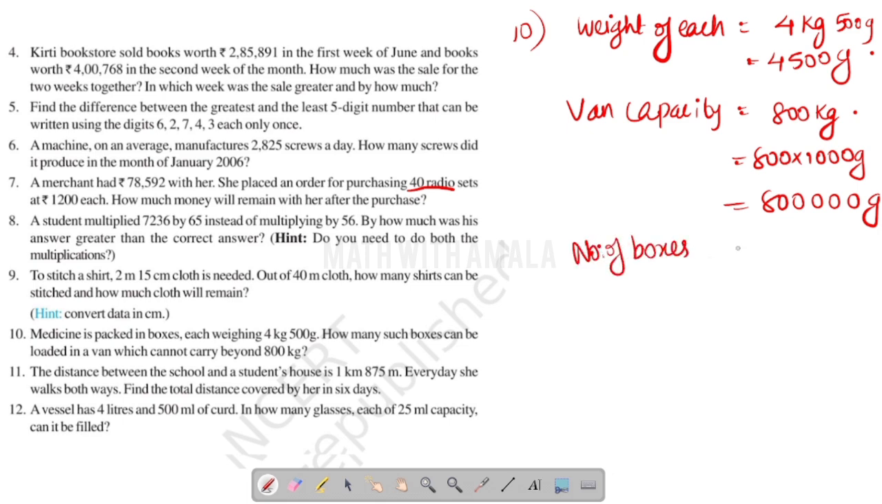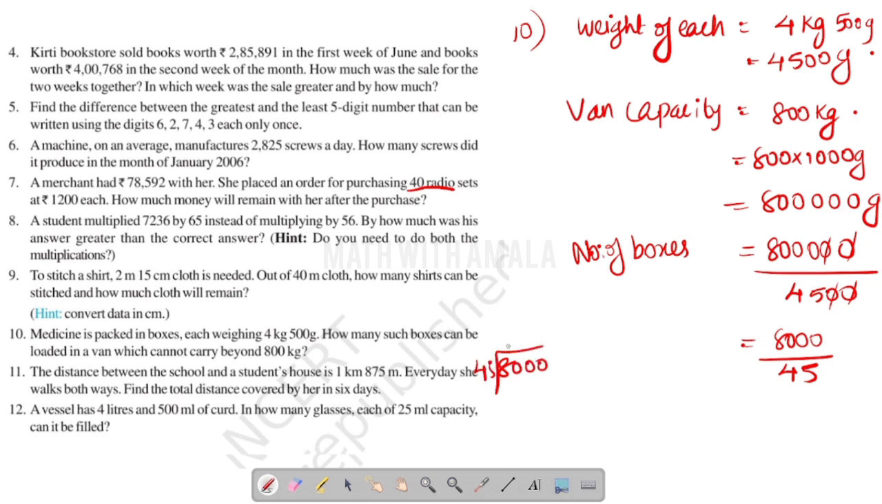So what is the total number of boxes? 8 lakh divided by 4500. Let's cancel the zeros. When we have an equal number of zeros in the numerator and denominator, you can cancel them. Then the remaining will be 8000 divided by 45. Just divide it. You will get 1 into 45, 3500 remainder. Then how many? Yes, 7 into 45, that is nearly 3150.